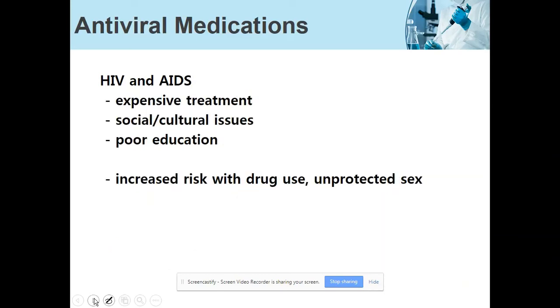Some social pieces about why HIV is really hard for us to deal with globally is that it's expensive. And even though here in the United States we have money, treatment is very, very expensive. People who have HIV without insurance are going to have some difficulties getting treated. Other nations around the world where there's not a lot of money are going to have a very, very difficult time getting treated.